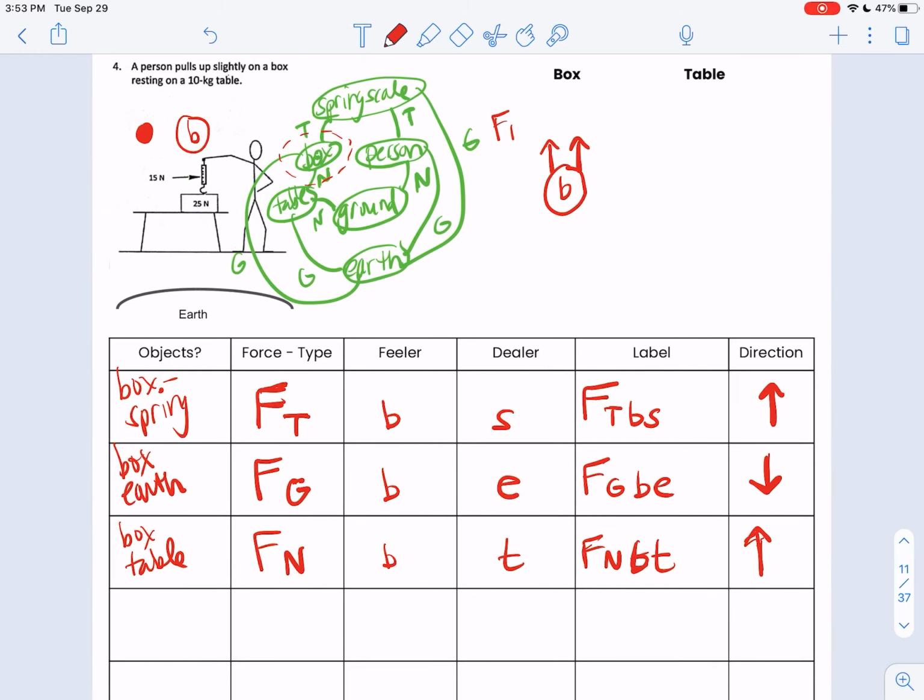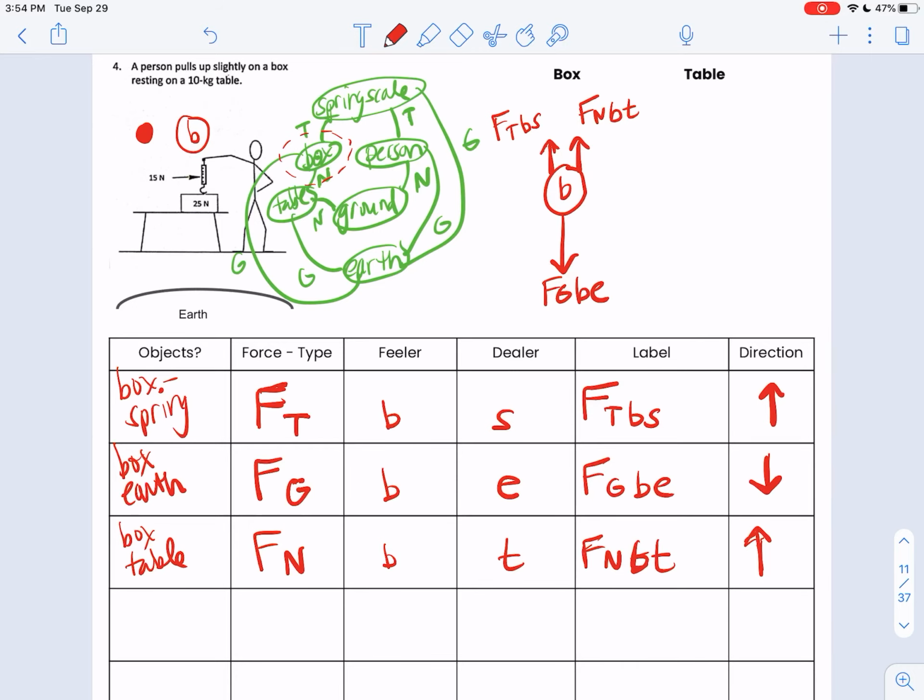So one of them is going to be force tension box spring scale, and one's going to be force normal box table. Okay, those are both up. All right, and then downward is going to be the force of gravity, and I know that since this box is not moving, not changing its motion at all, it's at rest, these are going to have to be equal. So these two together are going to have to combine to make a force that's going to be equal in size to both of those. Okay, all right, so that's going to look like that.